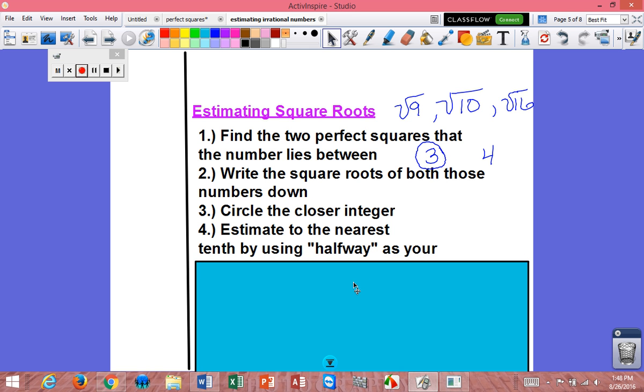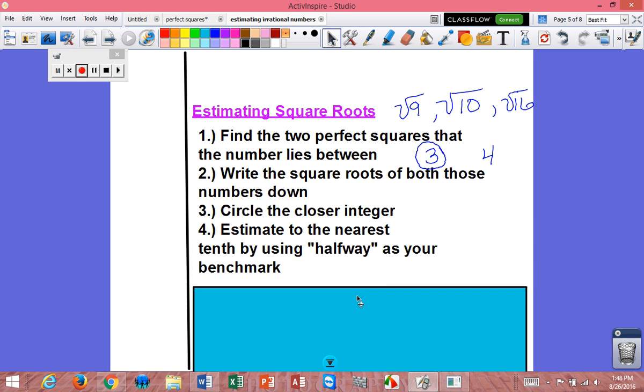Now we're going to estimate it to the nearest tenth by using halfway as the benchmark. Whenever we write this number down, we want to make sure it's a number that if we were to round it, it would round to 3, not 4. So I'm going to say 3.1. Okay, 3.1 would be rounded to 3.